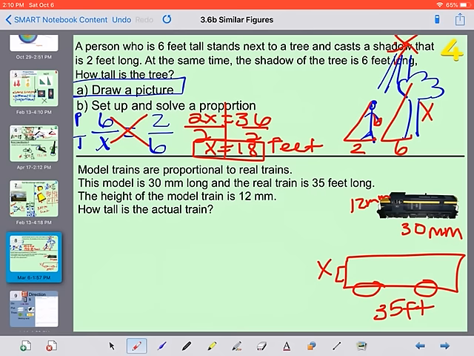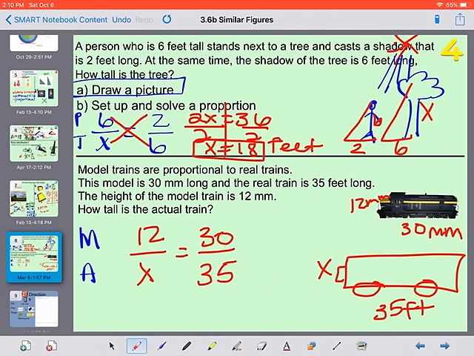So what we're going to do, even though they're different units, we can still use a proportion to set up and solve this. So I'm going to go from the model to the actual and set up a proportion here. So first, my model height is 12 over the actual, which is x, and then the length's 30 over 35. This keeps all of our units in proportion as well, because then on the numerator we know our answer is in millimeters, and on the denominator our actual is in feet. So our answer x will be given to us in feet.